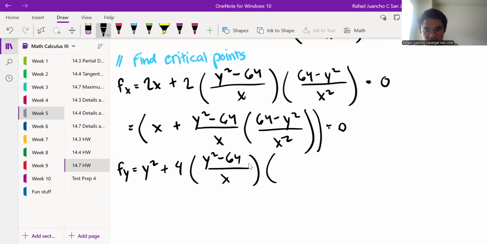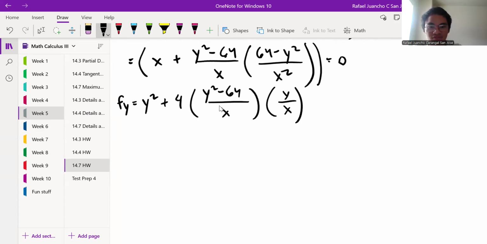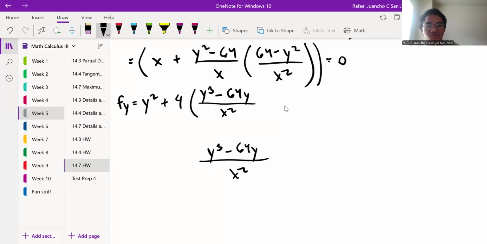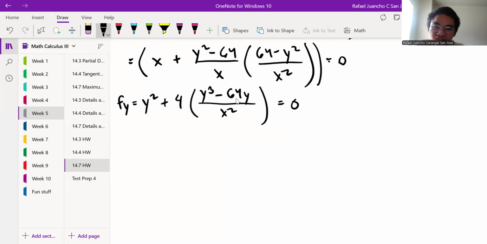So this is y over x. I'm gonna clean it up here, right now. Factor out the 4, that's good. Here I think I get y cubed minus 64y over x squared. So I could just say that, just to make it as concise as we can. So this is y cubed, this is 64y, this is x squared. And then from there, okay, let me... Can't really do anything here because this is just... Okay, this is 0 again.